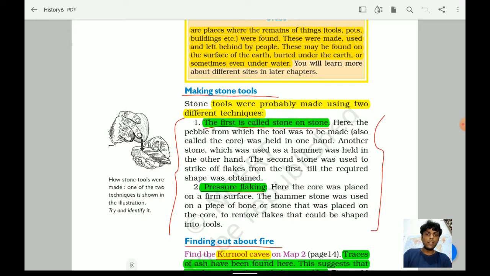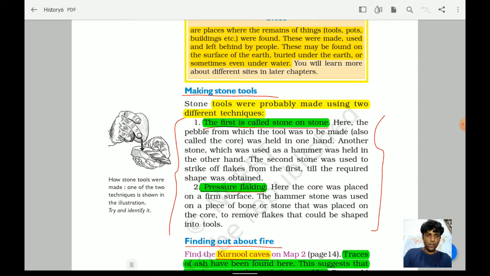The first method is called stone on stone, and the other is pressure flaking. In stone on stone, there is a pebble, and out of that pebble another tool has to be made. So they must have held that pebble, out of which they wanted to make the tool, and used another stone as a hammer. The second stone was used to strike off the flakes from the first till the required shape was obtained.